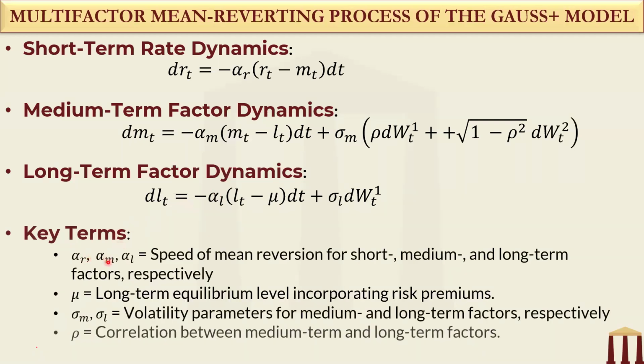So alpha R, alpha M, alpha L, they are the speed of mean reversions for short, medium, and long-term factors respectively. Mu is the long-term equilibrium level, which incorporates risk premiums. Sigma M, sigma L are the volatility parameters for medium and long-term factors respectively. And rho is the correlation between medium-term and long-term factors. And of course, dW1T and dW2T are independent Brownian motion processes which introduce some kind of randomness into the picture. Okay.